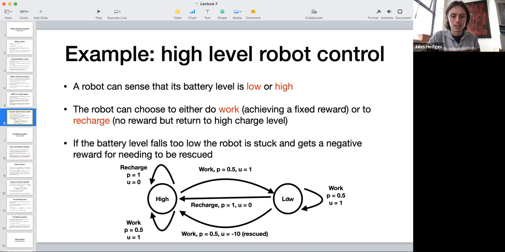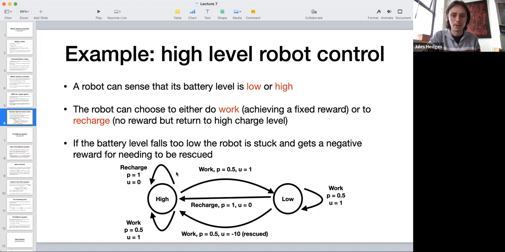If we're in the low state and we work, then with probability 1/2 we land in the low state again, we successfully achieve the task, and we get a payoff of 1. But with probability 50% we get stuck and we follow this arrow, where we get rescued, and then we go back into the high state where we incur a utility of -10. We also have the choice to recharge in both states. If we're in the high state and we choose to recharge, then with probability 1 we land still in the high state but we get no payoff, and if we're in the low state then we can recharge, and with probability 1 we land in the high state and we still get no payoff.